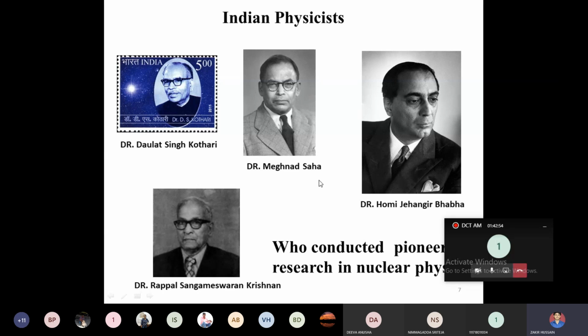Then Dr. Homi Jehangir Bhabha, after whom the Bhabha Atomic Research Centre is named. You can read the popular story of the conversation between Jawaharlal Nehru, the then Prime Minister of India, and Dr. Homi Jehangir Bhabha. It's a very interesting story; you can search and read it. Then Dr. R.S. Krishnan is also a pioneer in conducting nuclear research in India.